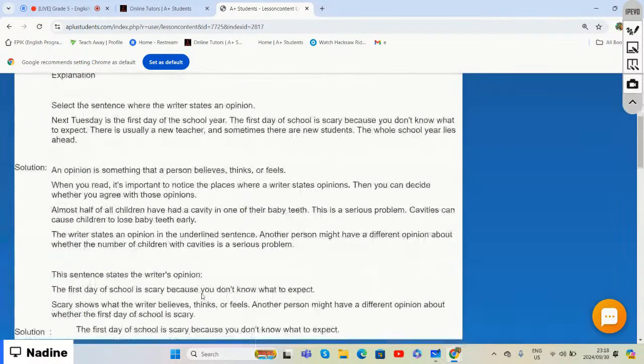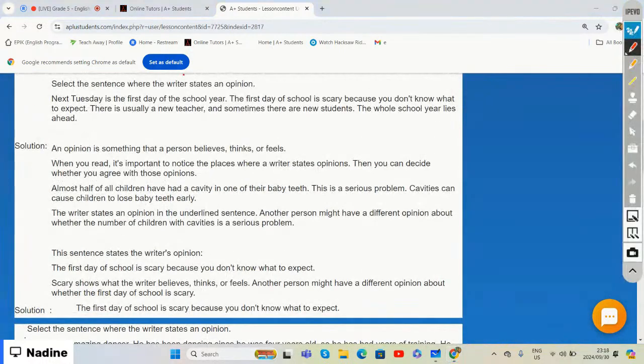All right. So once again, we said an opinion is something that a person believes, thinks, or feels, right? That is an opinion. It is something that you believe, something that you think about, or that you feel is true. That is what you think, right? That is an opinion. So when you read, it is important to notice the places where a writer states opinions, right? So we will be able to see where the writer states opinions and where it is factual. And remember, when we say it's factual, then it means that it can be backed up with evidence.